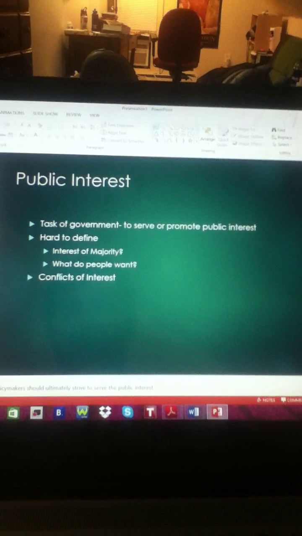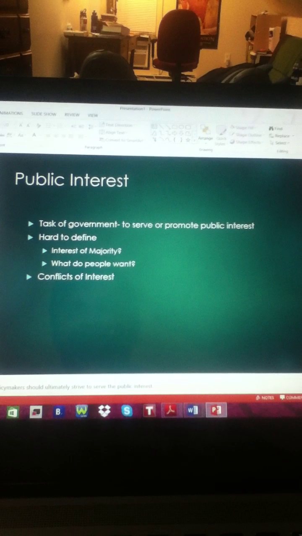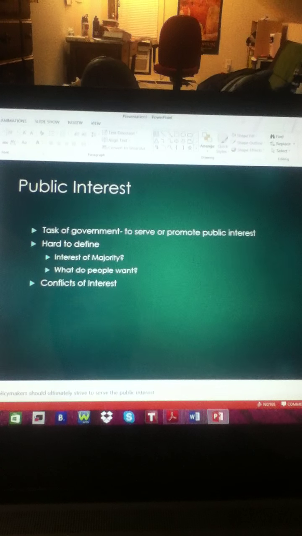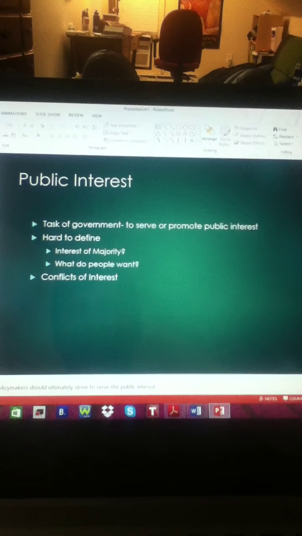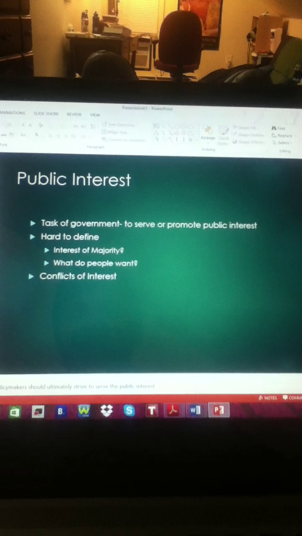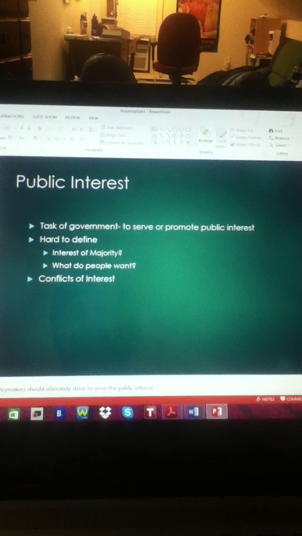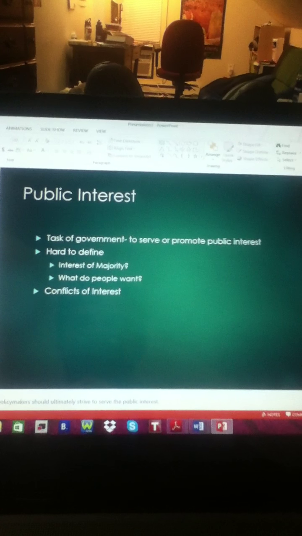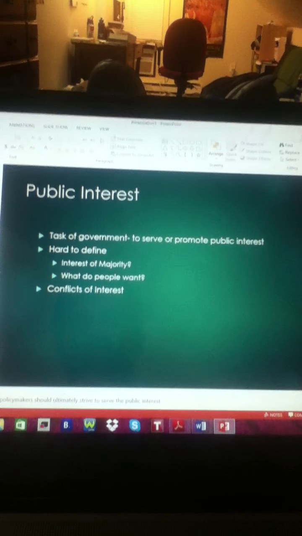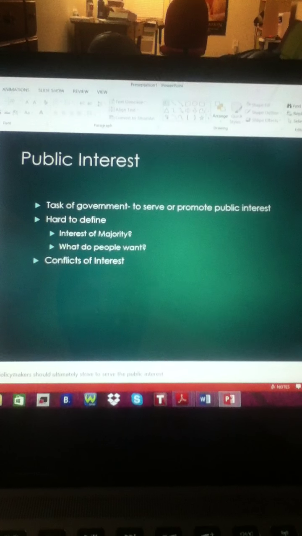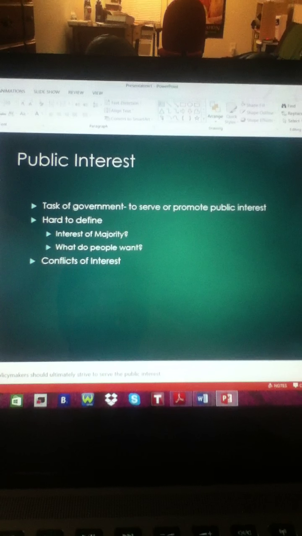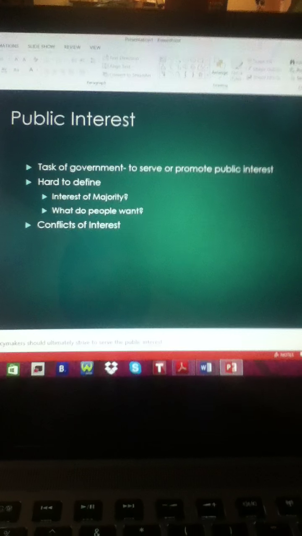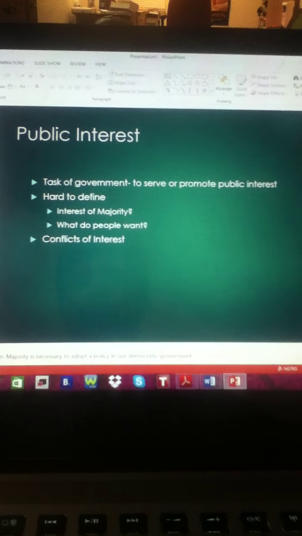Next, Anderson notes that the task of government should be to serve or promote the public interest. But the public interest is often hard to define. Is the public interest the interest of the majority? And oftentimes it's hard to discover what people want. Also, there might be conflicts of interest, and this is evidenced by competing interest groups.